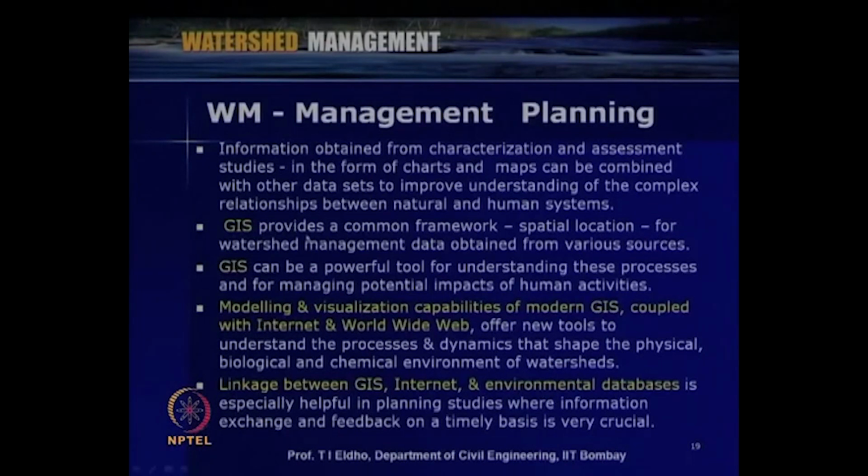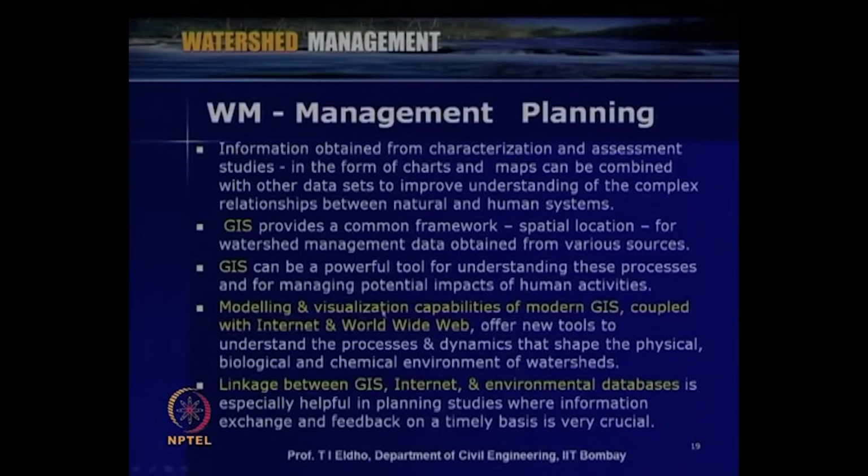GIS also provides a common framework, like spatial location, for watershed management. GIS can be a powerful tool for understanding these processes and for managing potential impacts of human activities. As I already mentioned, GIS can be utilized for environmental impact assessments. For example, if a particular check dam is constructed, using GIS data sets we can identify which areas will be flooded, or where this water can be taken from the reservoir to various locations within the watershed.